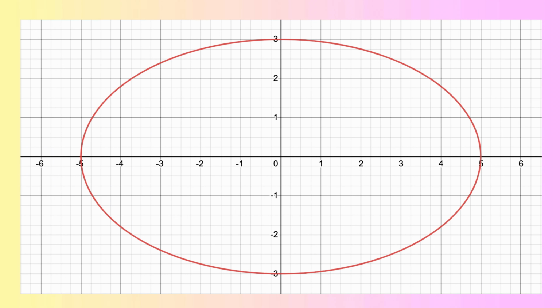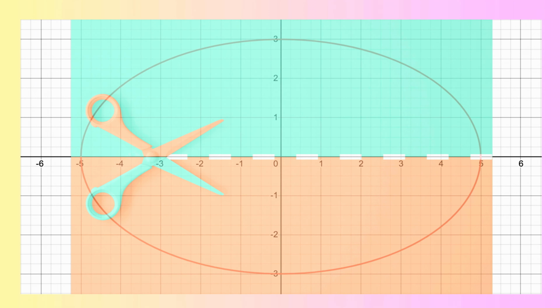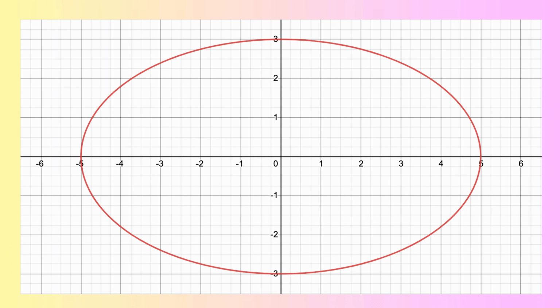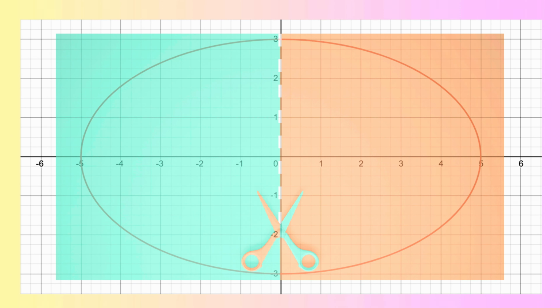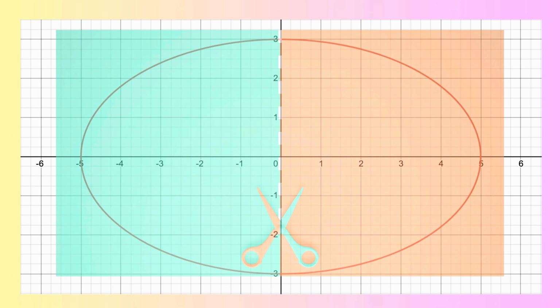An ellipse has two axes of symmetry. This horizontal axis of symmetry divides the ellipse into two symmetrical parts, the upper semi-ellipse and the lower semi-ellipse. While this vertical axis of symmetry divides the ellipse into semi-ellipses from the left and the right.